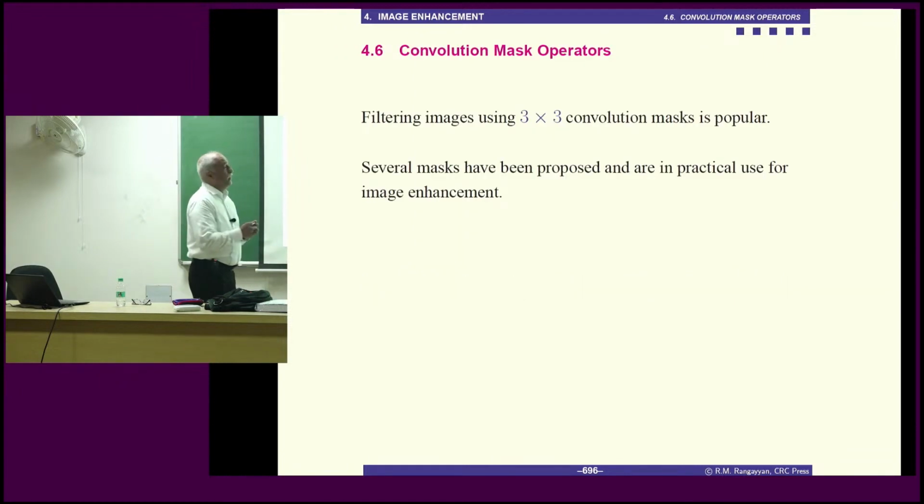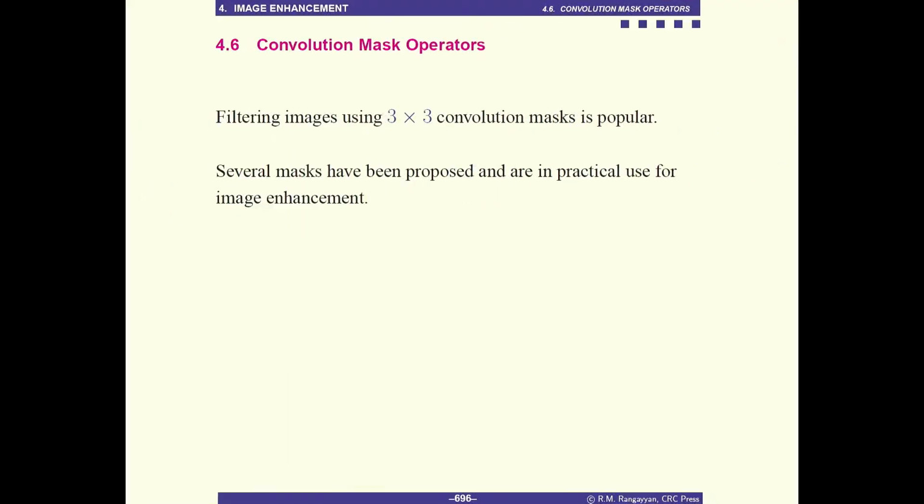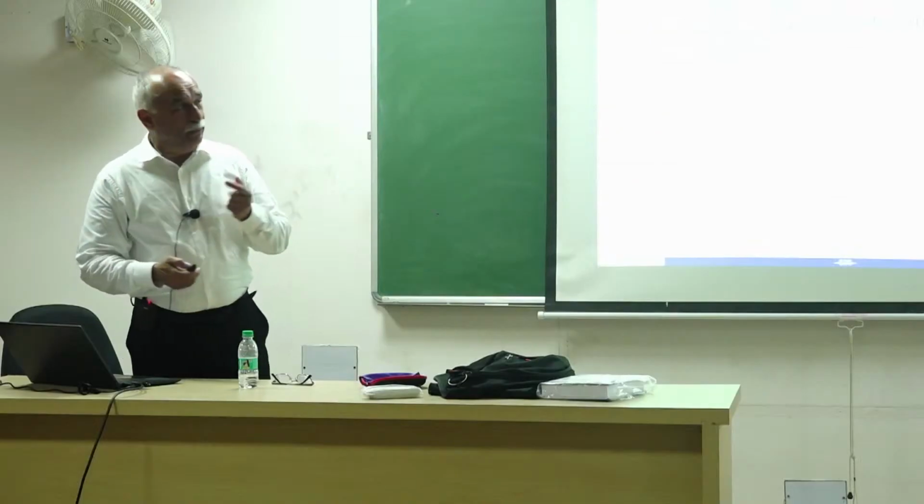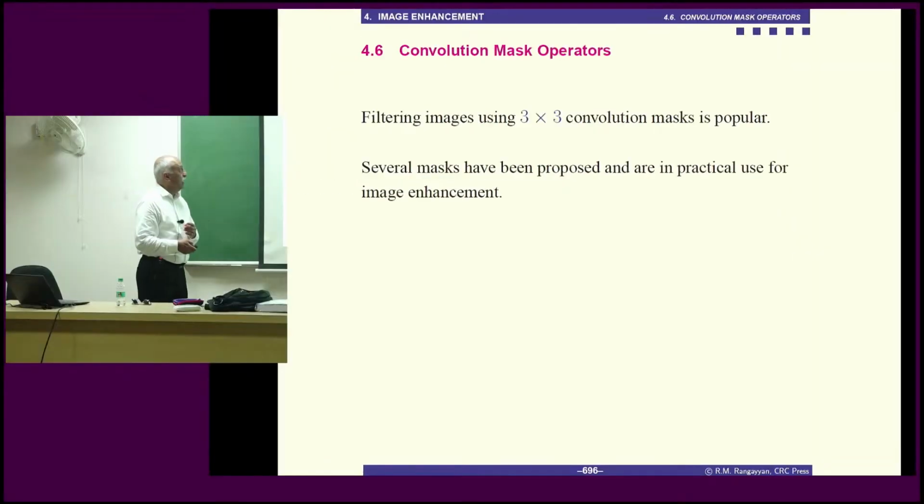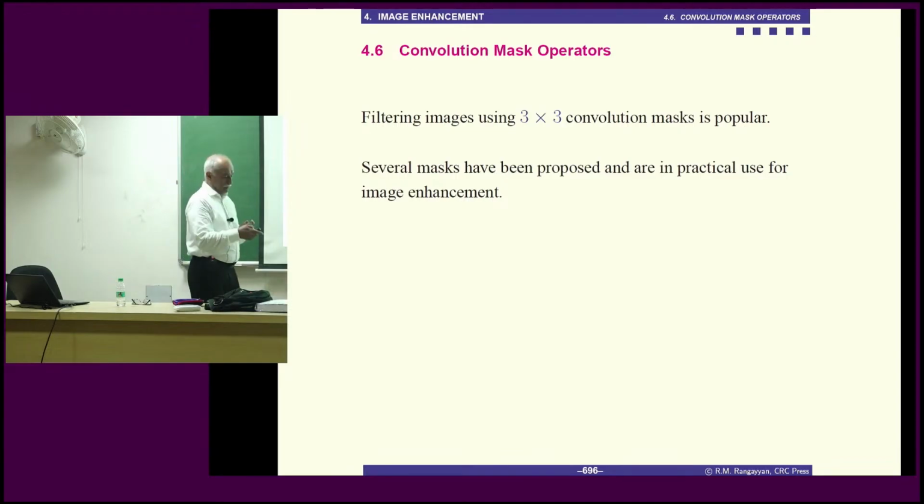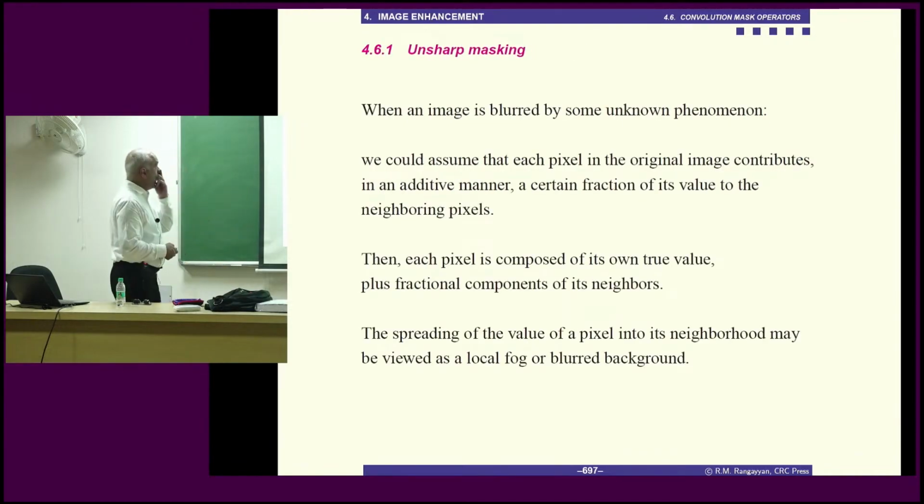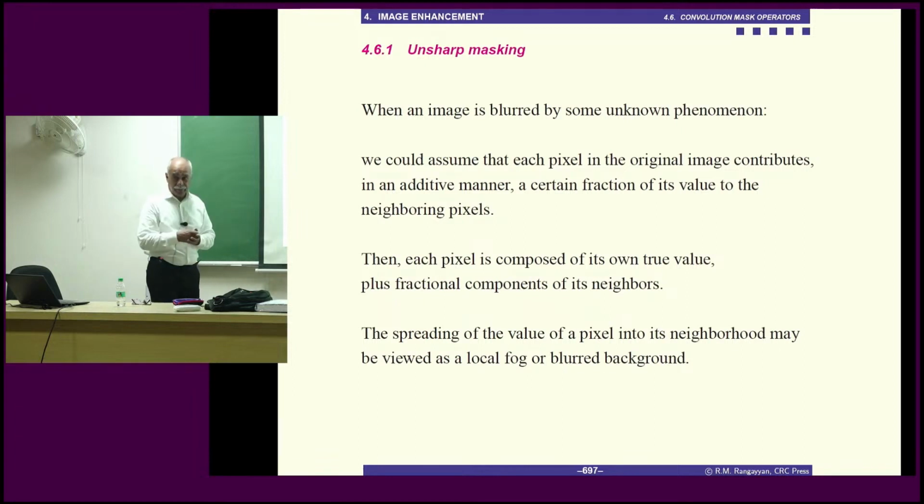There are a number of 3x3 convolution mask operators. We have already seen the 3x3 mean filter. We saw the Laplacian. But there are a number of other 3x3 convolutions that are popular through textbooks and in practical applications. They have been proposed for various types of image enhancement and edge extraction. An old technique that was popular, and is perhaps still popular, is unsharp masking.